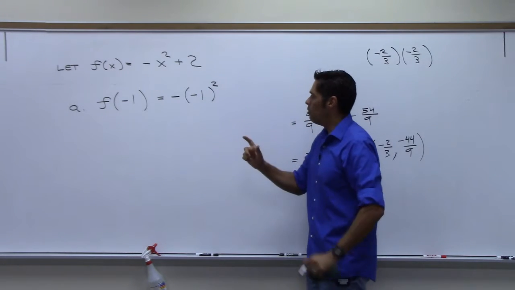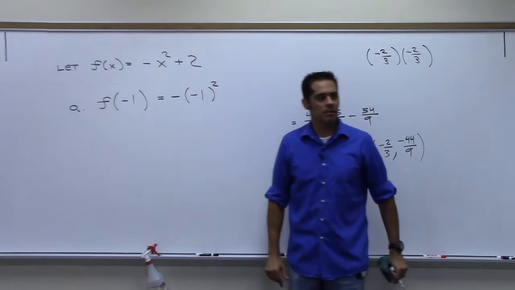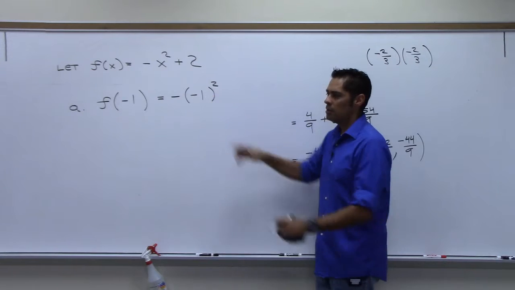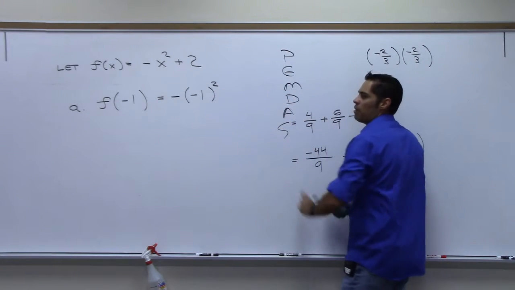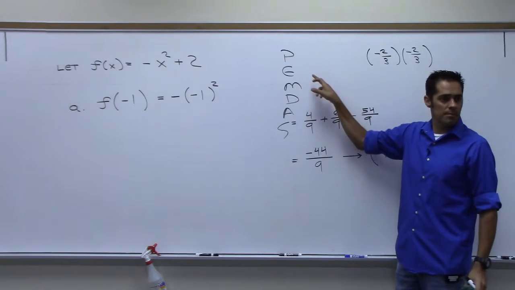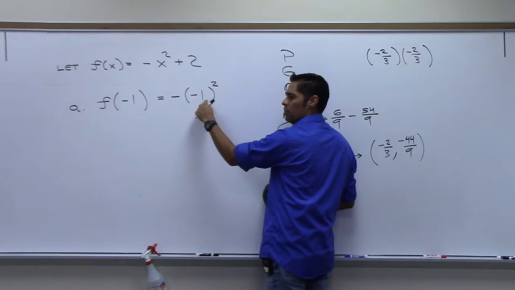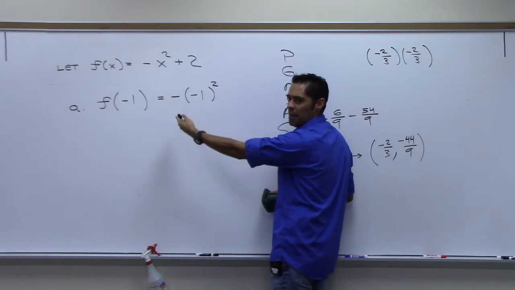Now the mistake people will make is they say negative and negative is positive. What's wrong with that? Why can't you do that? You have to square it first. Why do I have to square it first? Order of operations. Exponents come before multiplication. So I have to actually do this exponent first. Negative times negative would become +1, and then you make it negative.